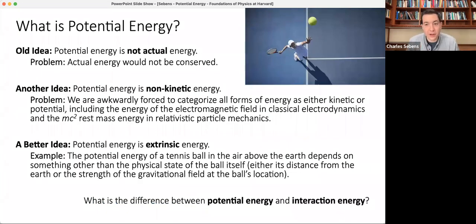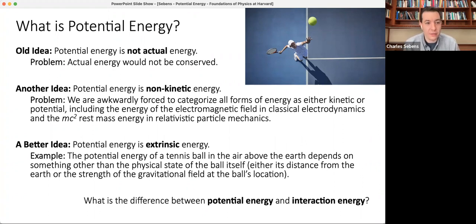If we're going to be asking whether various theories have potential energy, we need to figure out a bit about what potential energy is, what we're looking for. An old idea is that potential energy is to be contrasted with actual energy. There's real energy, there's energy that exists, and there's merely potential energy. It's not actual energy. That's not how people generally think of potential energy now.